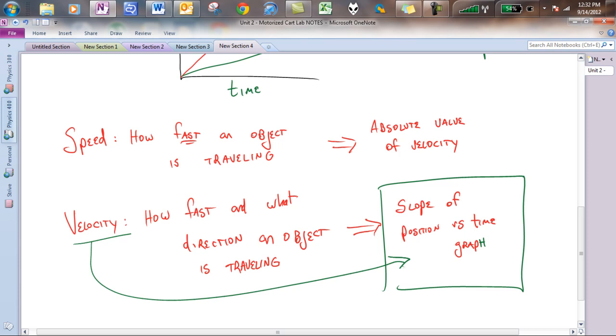When you guys come into class, we will take a deeper look into this. We will actually act out some graphs and hopefully round out our understanding of how these position versus time graphs can tell us about the motion of an object.